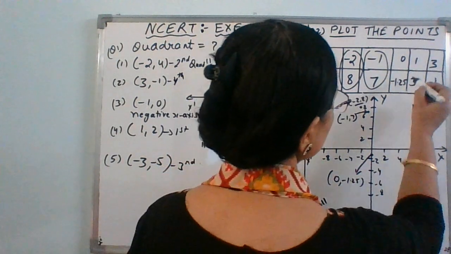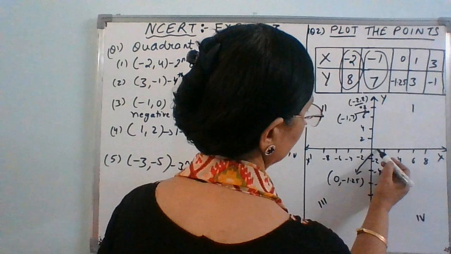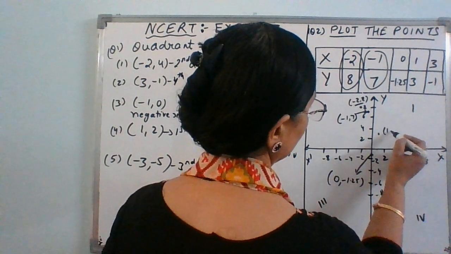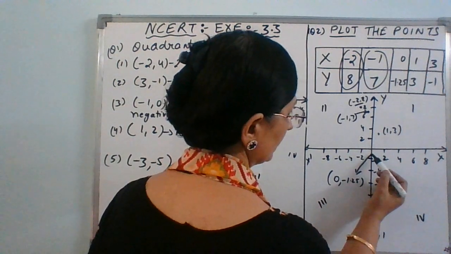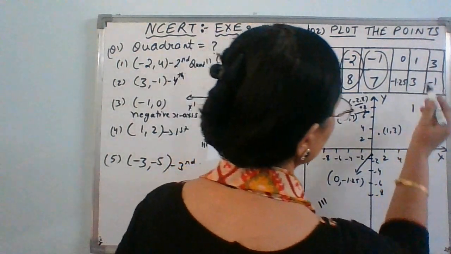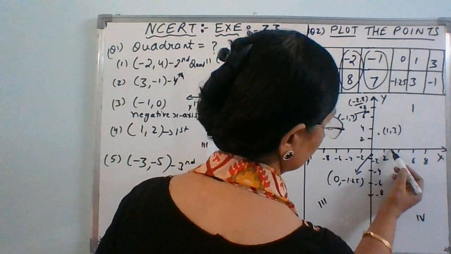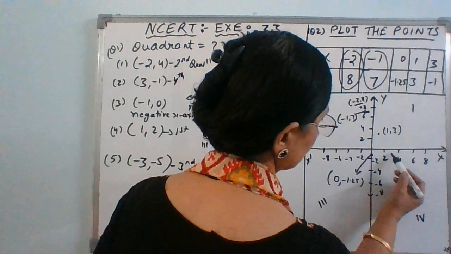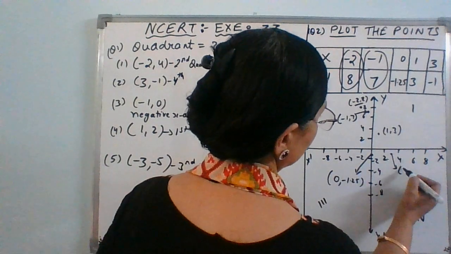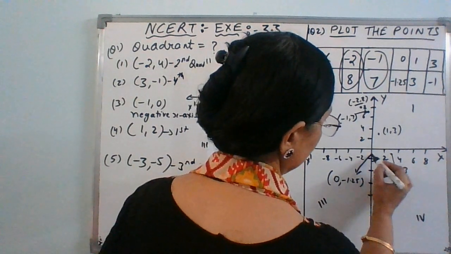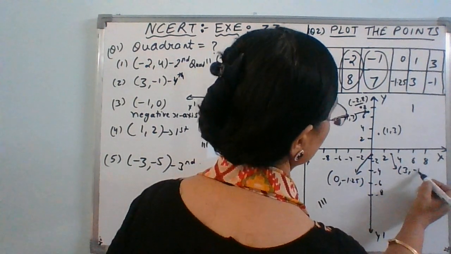Okay. Now then comes (1, 3). 1 from here and 3 from here. (1, 3). Okay. Then comes x is 3, y is -1. So x is 3 and y is -1. So where is x 3? Here. (3, -1) is here. So this is the point here. It is 3 from the y-axis and -1 from the x-axis.